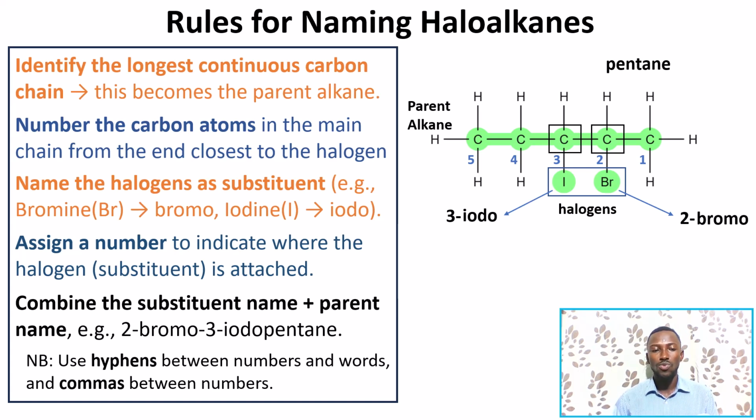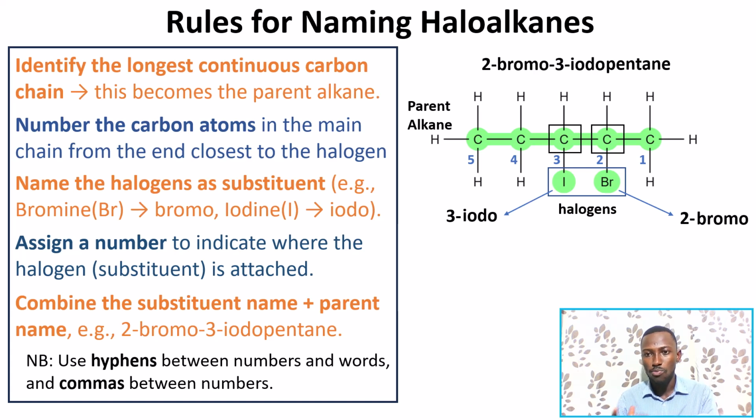And now what we have to do is to combine the substituent name plus the parent name. For this, are we going to write 3 iodo, 2 bromo? Or are we going to write 2 bromo, 3 iodo? Of course, we are going to arrange them alphabetically. So what do we have? We have A, B. So B comes before I. So the name will combine these substituents to the parent alkane. So what do we have? We have 2 bromo, 3 iodo pentane.